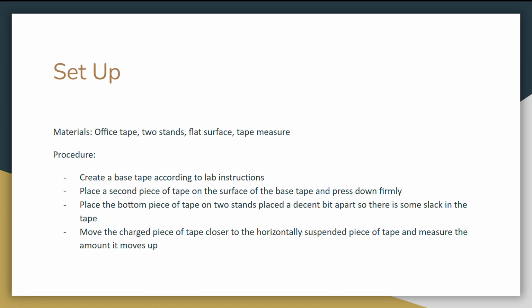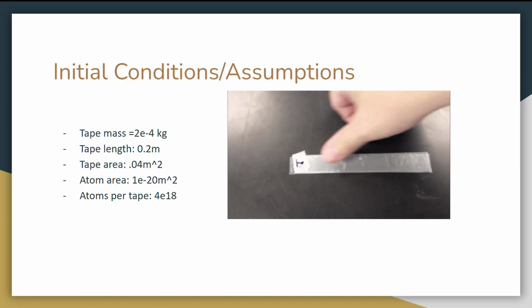And then the second part was placing a second piece of tape on that surface of the base tape and pressing down firmly so that both pieces are perfectly on top of each other and they're pressed down as much as possible. And then we place the bottom piece of tape of our next piece on two stands a decent bit apart so there's some slack and the bottom tape could move up and down. And then lastly, we would rip off the piece of tape that was on the base tape and move it closer to the horizontally suspended piece of tape on the two stands and measure the amount it moves up with the previously mentioned tape measure.